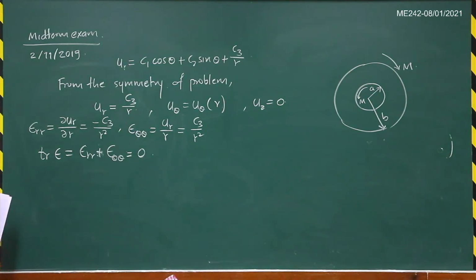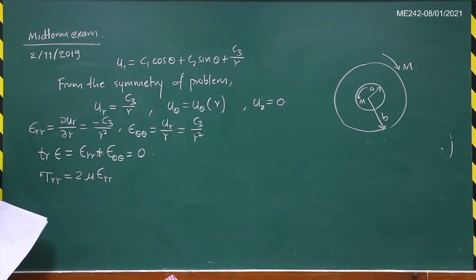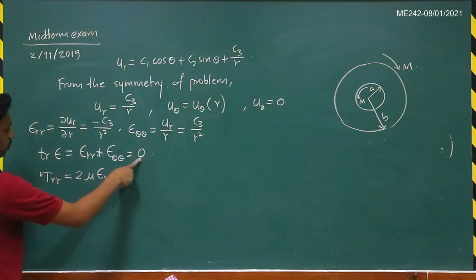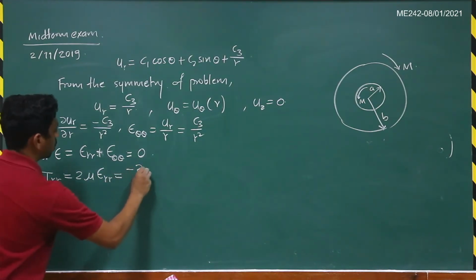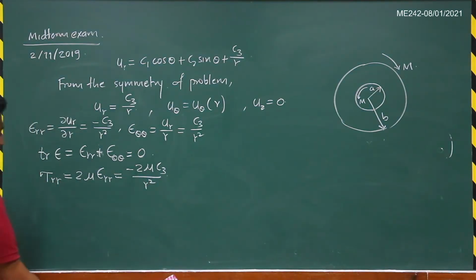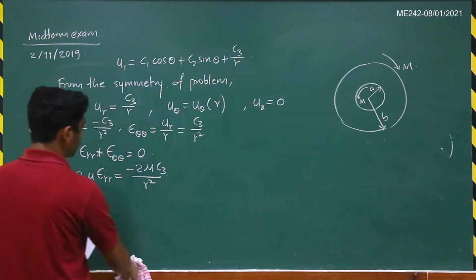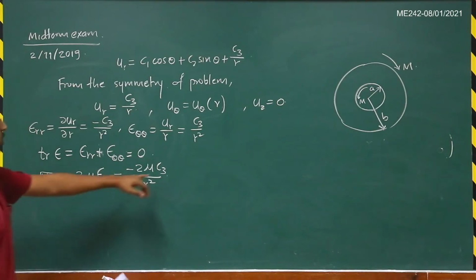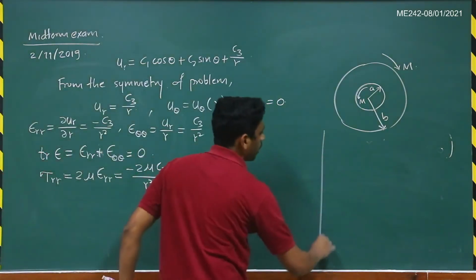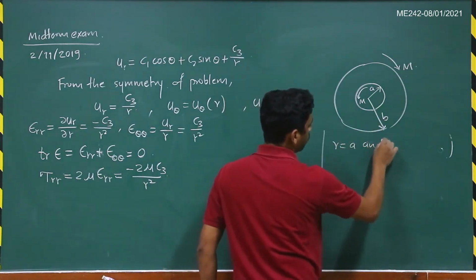Now we use the expressions for stresses based on the strains. From that we get tau_rr to be 2 mu epsilon_rr, because the trace of epsilon is now 0. So we have minus 2 mu C3 over r squared for the tau_rr expression. Now we are supposed to find the constant C3. For this we have the boundaries r equals a and r equals b.